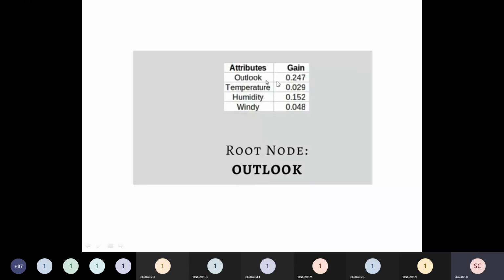Now please observe this. What is the gain of outlook? 0.247. What is the gain of temperature? 0.029. What is the gain of humidity? 0.152. What is the gain of windy? 0.048. Now which attribute has got the maximum gain? Outlook. Outlook has got the maximum gain. That is the reason outlook became the root node.